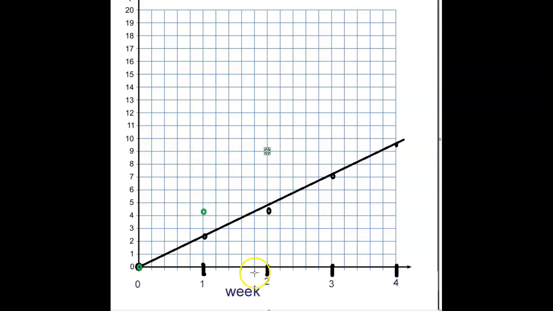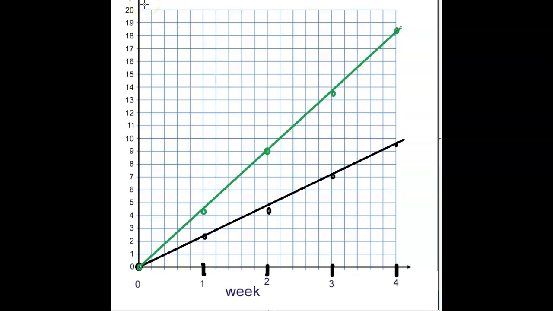Week 3 data, I go across to week 3, and then I go up to 13.7. And then week 4 data, I go up to 18.1. It's not quite in the right place. I guess I can move it. And then again, I am going to draw a line through my data.